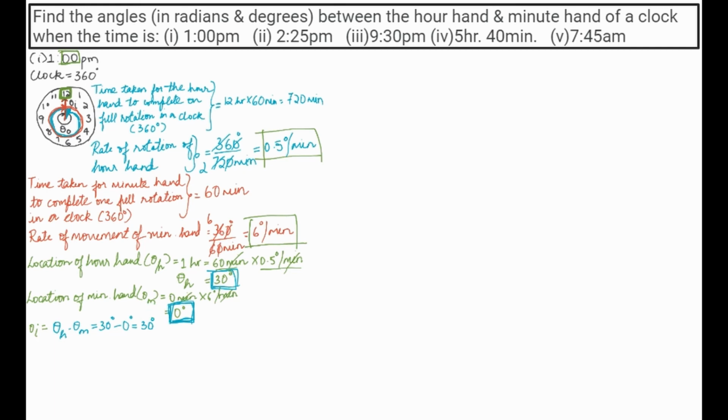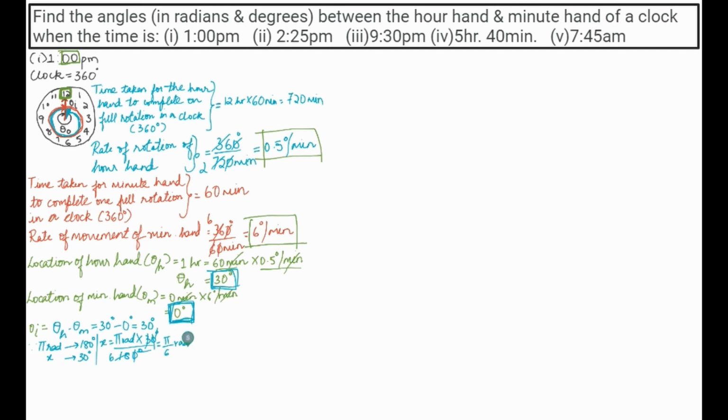In terms of radians, we can use the same technique. That is, pi radians is equal to 180 degrees. So how much is 30 degrees in radians? So let this be x. When we cross multiply this, we get x is equal to pi radians into 30 degrees divided by 180 degrees. 0 and 0 cancel out each other. Degree unit and degree unit cancel out each other. 3 into 6 is 18. So we get x is equal to pi by 6 radians.